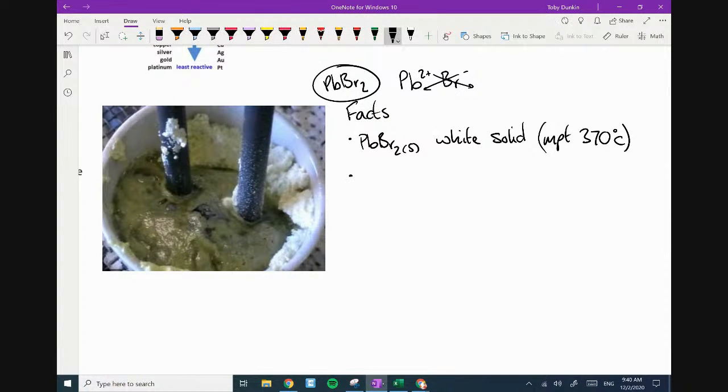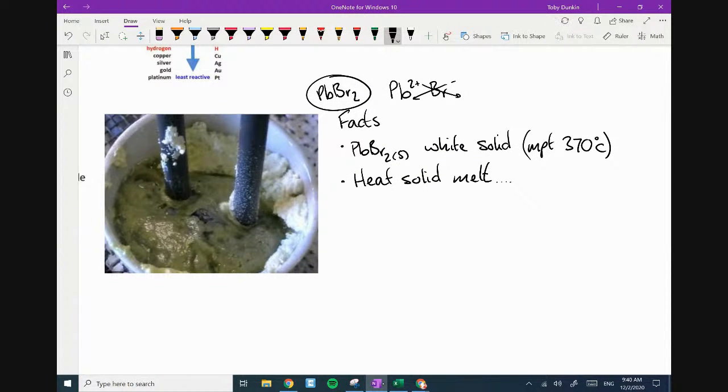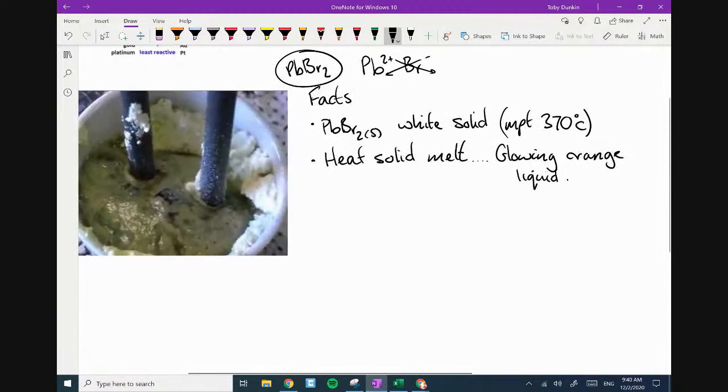Now what we're going to do is heat it. You heat the solid, and it will melt. Now when it melts, it'll be glowing orange. A glowing orange liquid, and this is because it's crazy hot. You wouldn't call it a white or a colorless liquid. It is in reality, but the thing is it's so hot that it's going to glow orange anyway.